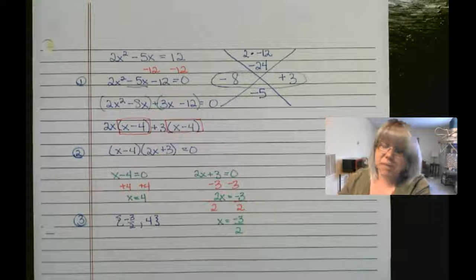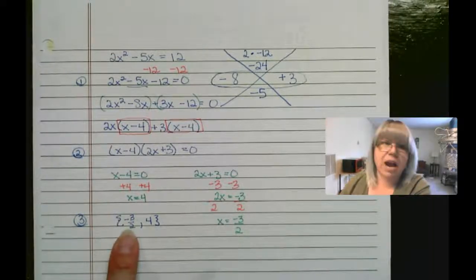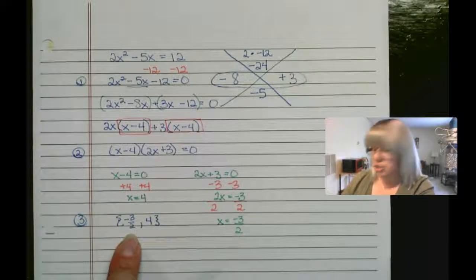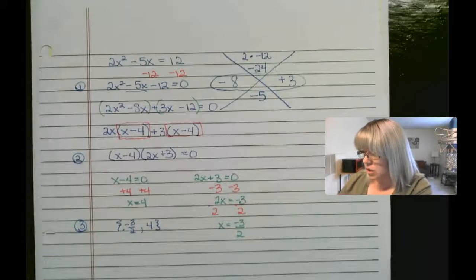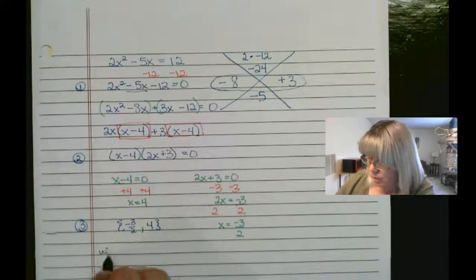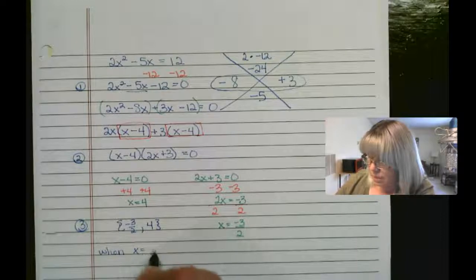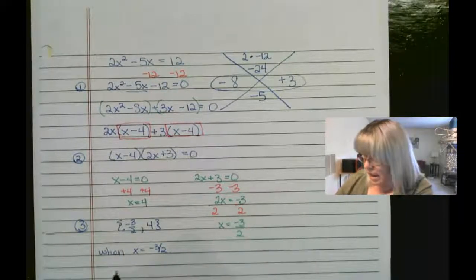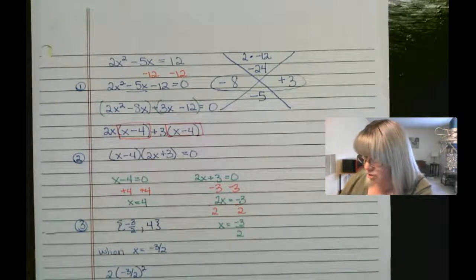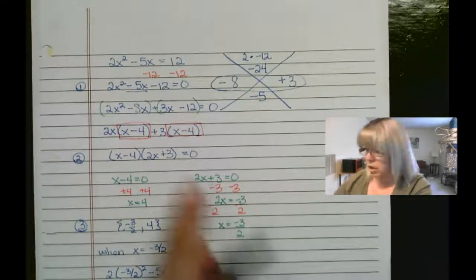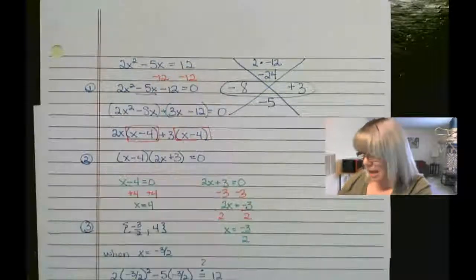Now our 4th step is we do need to check it. I know there's a fraction, but let's not worry about the fraction too much. It's not that bad of a fraction, luckily. But I'm going to plug these into the original problem. So when x equals negative 3/2, we have 2 times negative 3/2 squared. I don't want to forget that multiplication of 2 out front. Minus 5 times negative 3/2. Does that equal 12? Remember, the original equation had the 12 on the right-hand side.